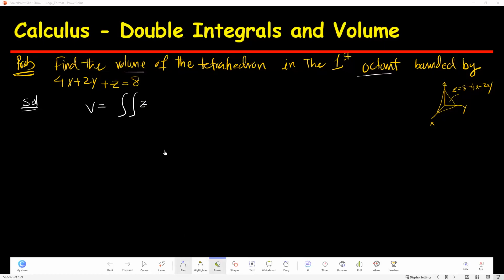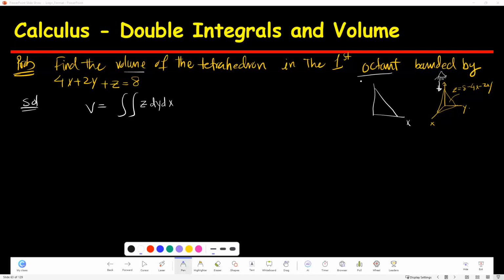This function is pretty much the same. I'm making a standard rule for myself. I usually do dy dx. You can do dx dy, it doesn't matter. It's pretty much the same function. Now here I have the region where this is my x, this is my y. I'm going to see this function from the top. That's the rule: you see it from the top. If I see it from the top, it's going to look like this. That is my x, that is my y, that is my region R.